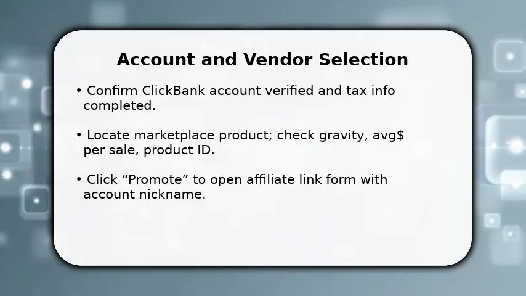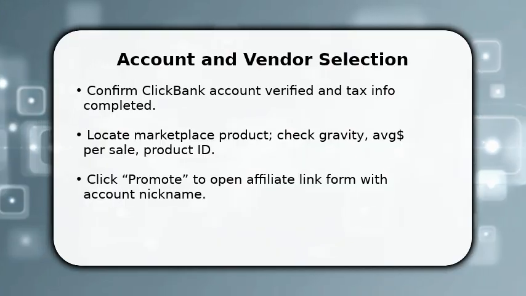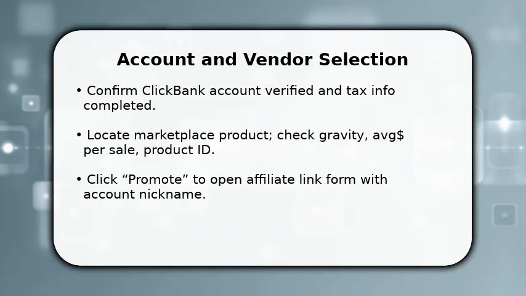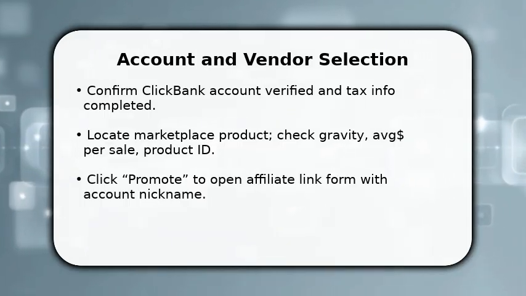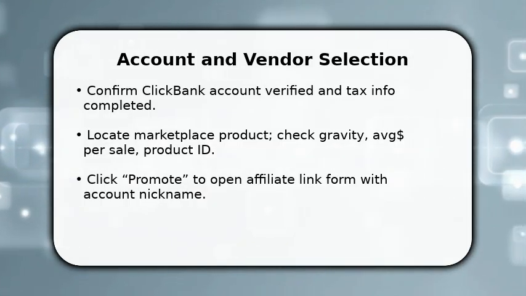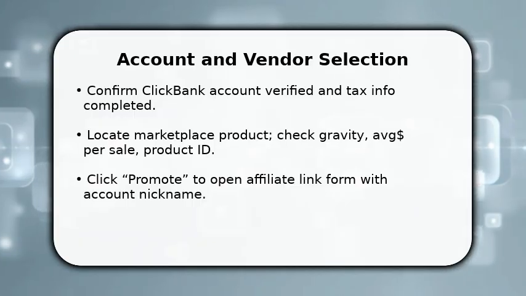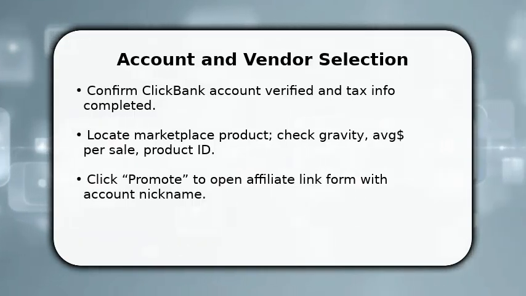You start by logging into ClickBank and confirming your account is fully verified. Make sure your payment and tax details are set so links track. Next, open the marketplace, search a product by niche, and evaluate gravity and average sale to choose a high-converting offer. Once chosen, click the Promote button.